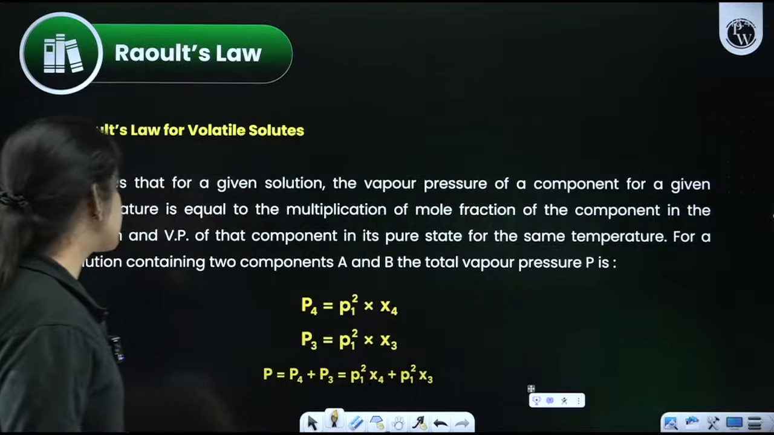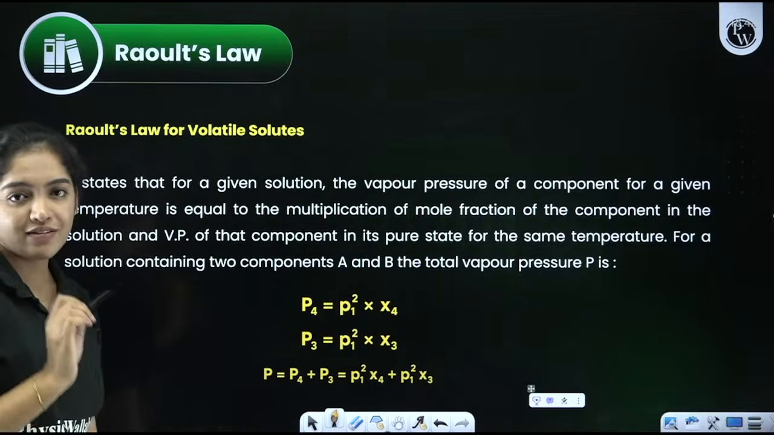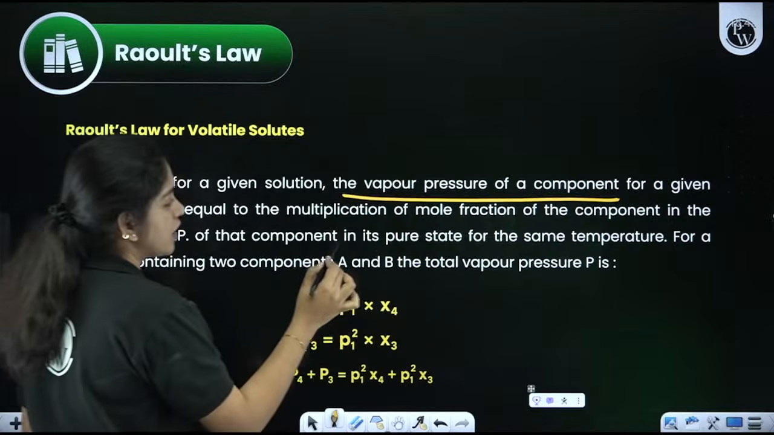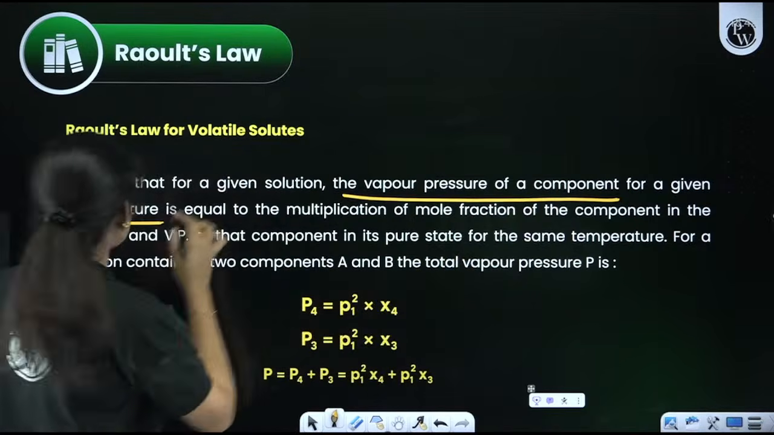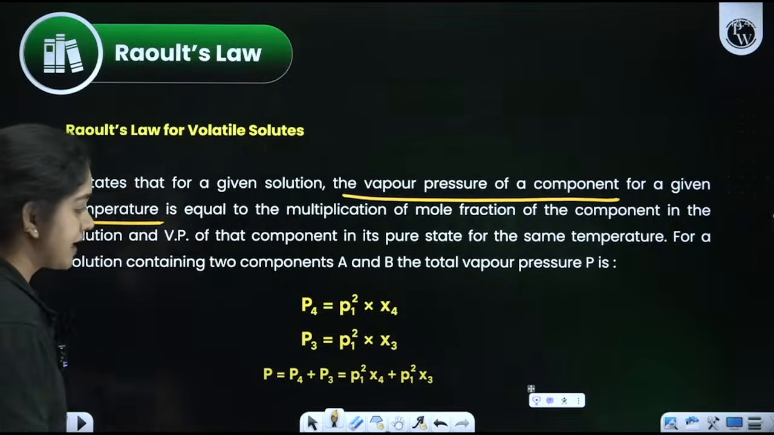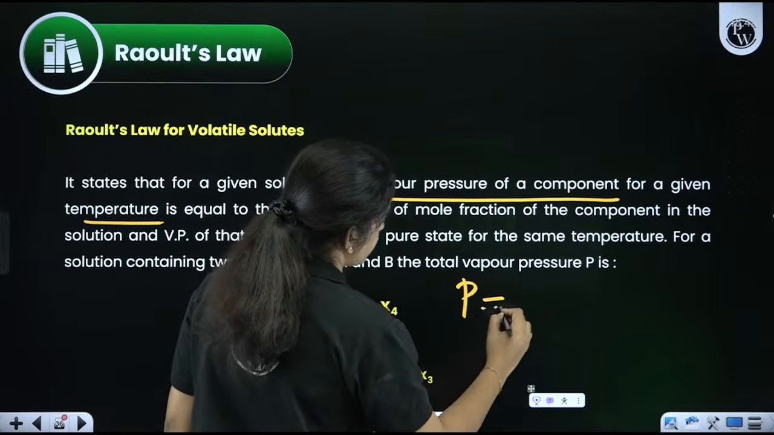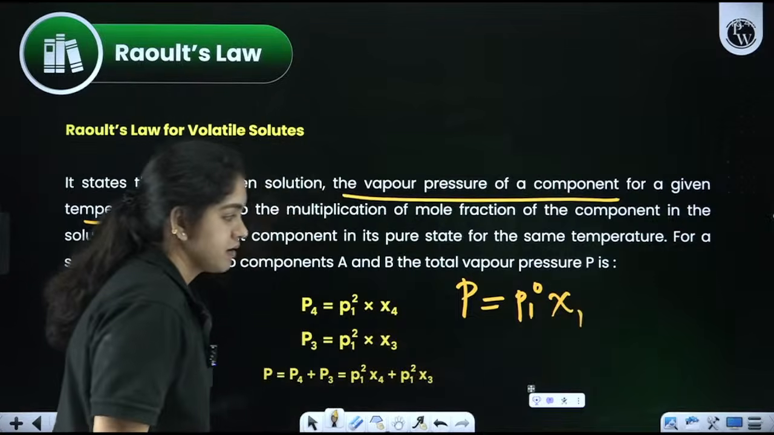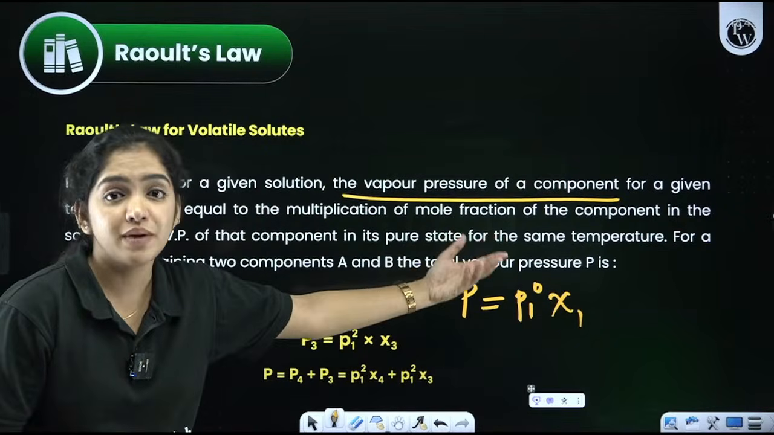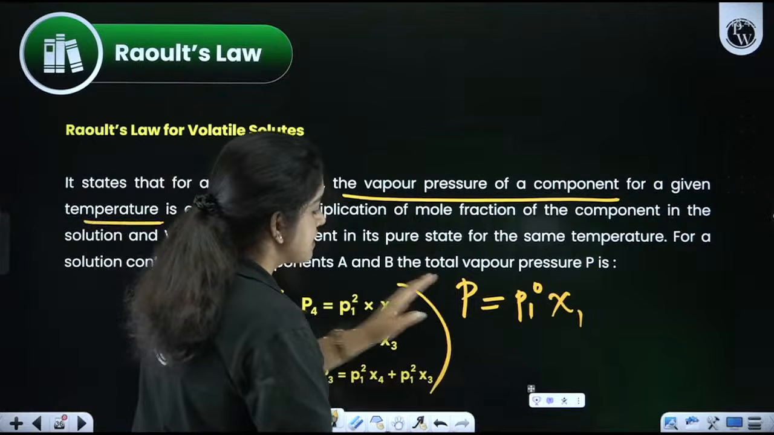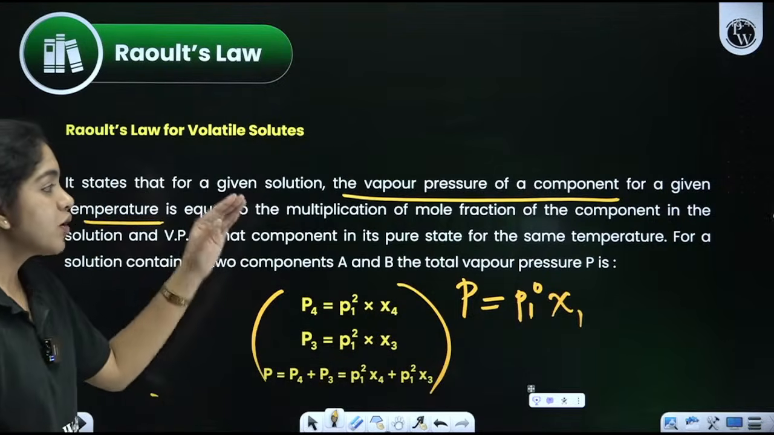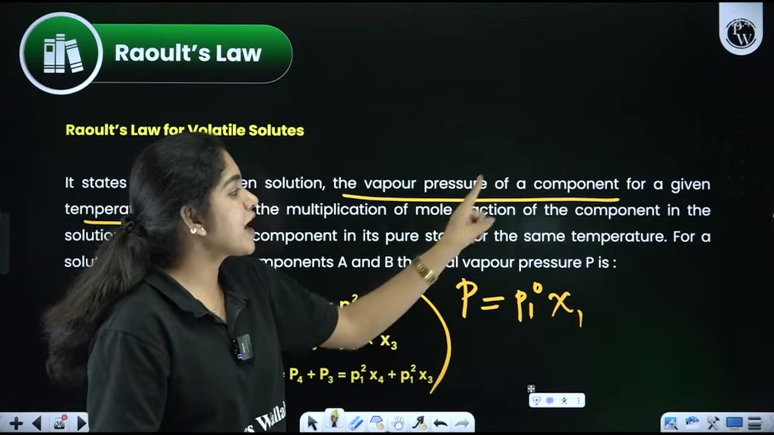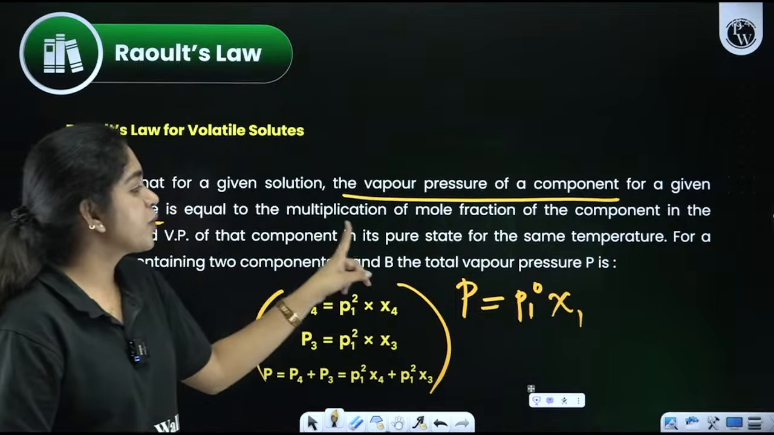Raoult's law for volatile solution, it states that Raoult's law is very, very important, and the law is that the vapor pressure of the component for a given temperature is equal to the multiplication of mole fraction of the component in the solution and vapor pressure of the component. That means the vapor pressure P equal to vapor pressure of pure solvent into mole fraction chi 1. I wrote 1 because there will be many components. Just learn this Raoult's law: the vapor pressure of a component for a given temperature is equal to the mole fraction of the component and vapor pressure of the component in pure state.